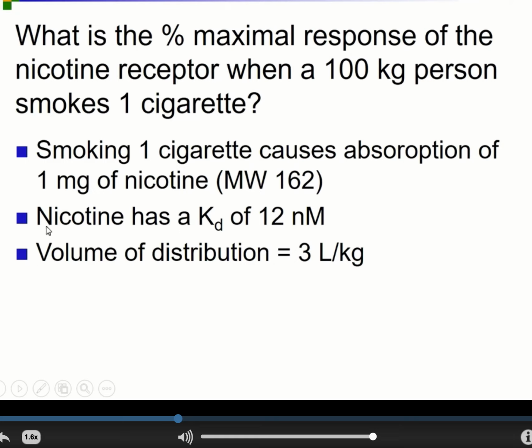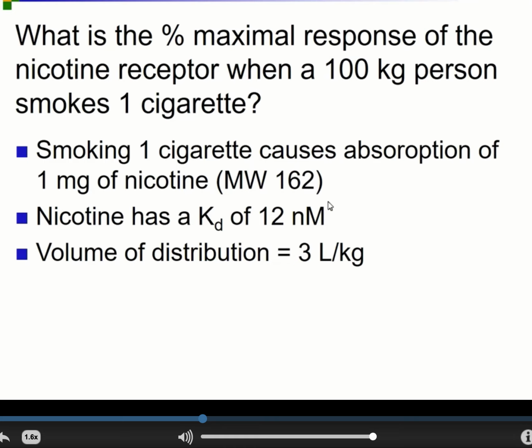You may have to look up how to convert 3 liters per kilogram into the actual volume of distribution. You're going to have to use the fact that the person is 100 kilograms. Now, I'll give you a couple warnings. Note that nicotine has a KD of 12 nanomolar. Don't forget what nanomolar means. Nanomolar is 10 to the negative 9th molar. You're going to have to use the Langmuir equation here and make sure that your KD and your drug concentration are in the same unit.